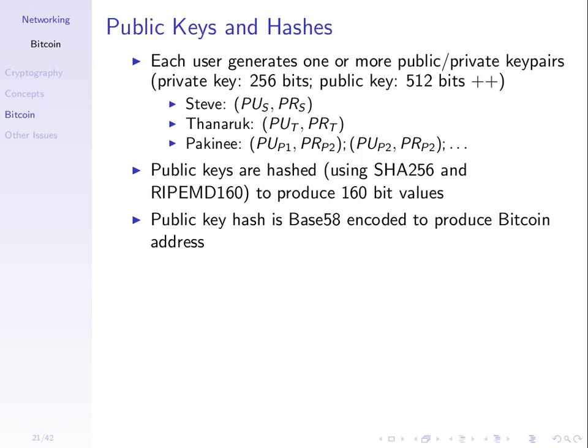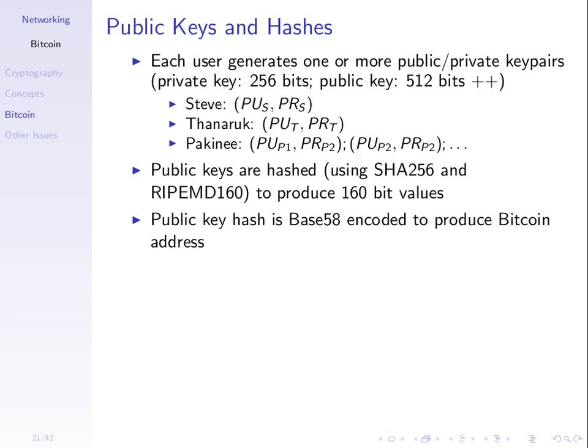So let's say our three users have their own key pairs. I've generated them. The public keys are actually hashed, really for convenience. I have a public key, and that value is run through a SHA-256 hash and then another hash function, RIPEMD-160. The output is a 160-bit value, slightly shorter and a little more convenient to tell someone.